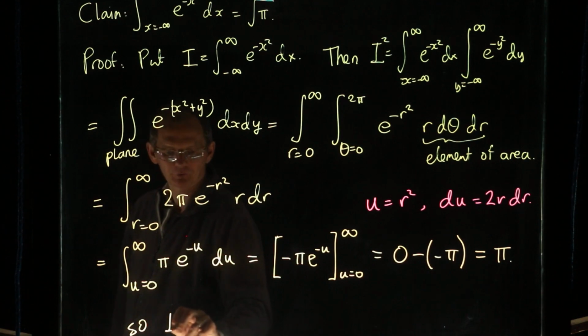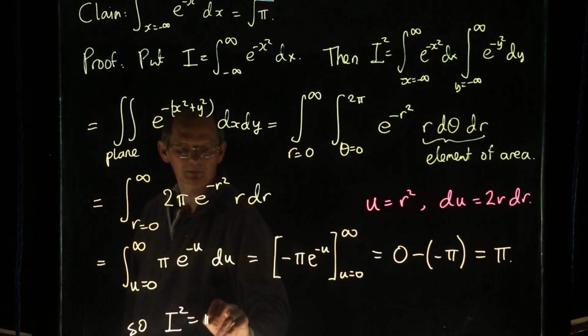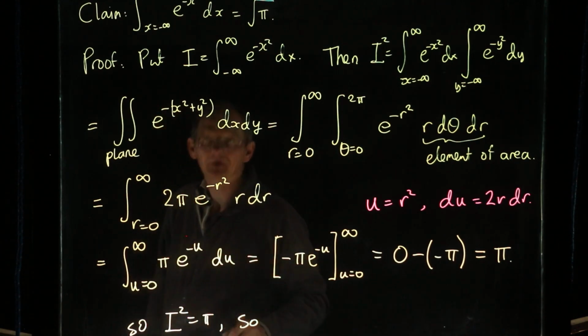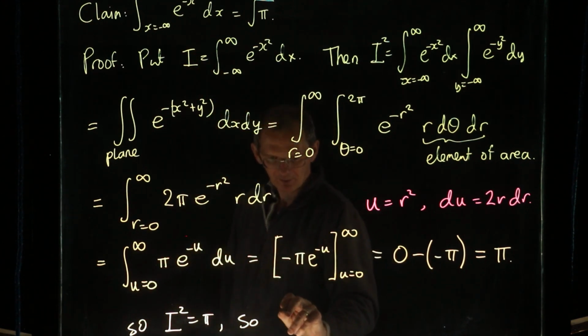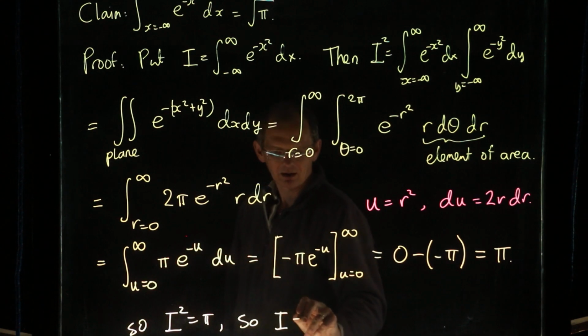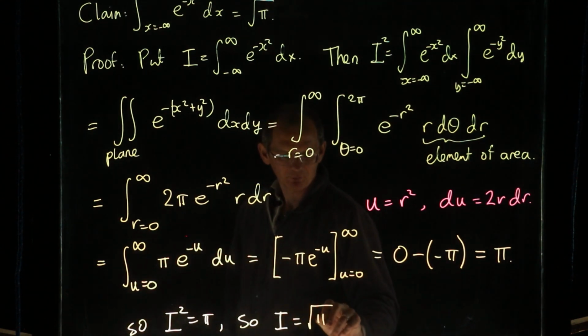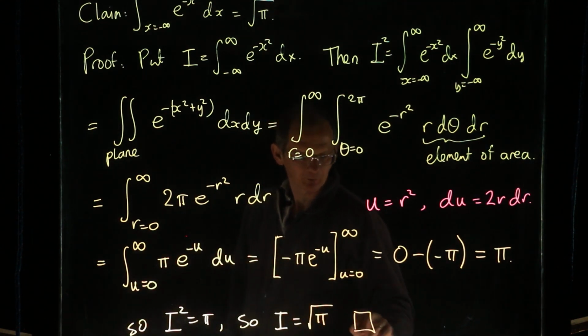So we've proved that I squared is pi. And of course I is positive, I is an integral of positive things, so it must be positive. No ambiguity about the sign. I has got to be equal to the square root of pi, which is what we were supposed to prove.